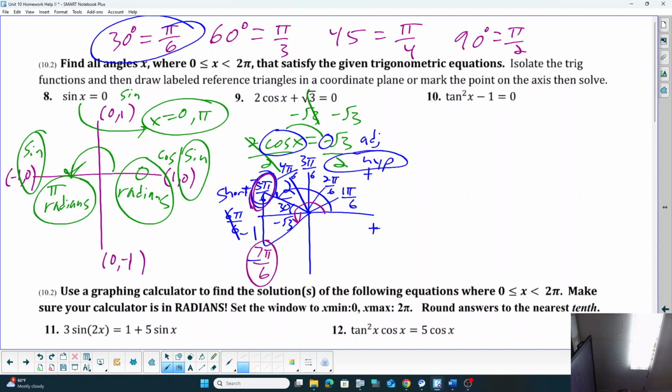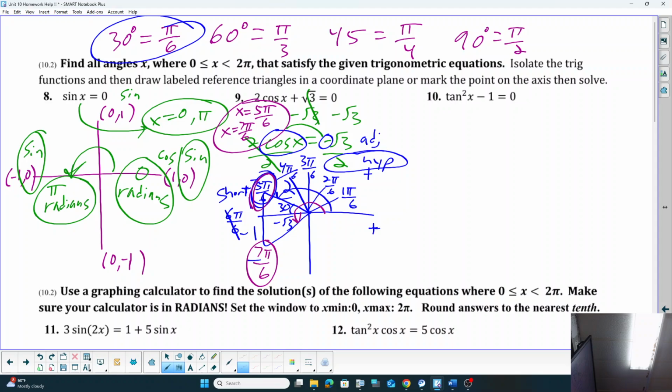Those are our two answers. Did you get it right? So x equals 5 pi over 6 and 7 pi over 6 is our two answers. Just double checking. Yep, those are two answers. It should be in radians though. So 150 degrees and 210. Yep, good job. Should be in radians. Okay, good.